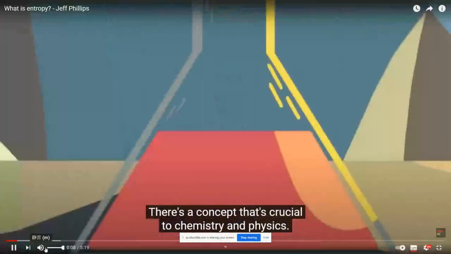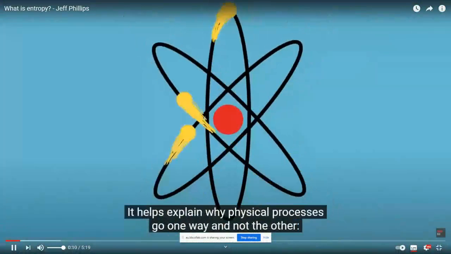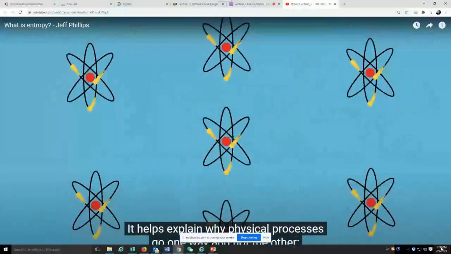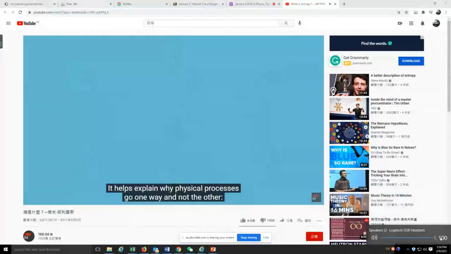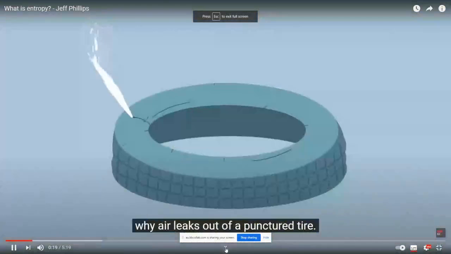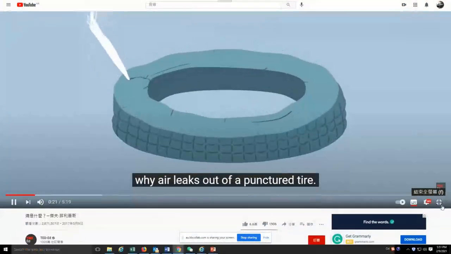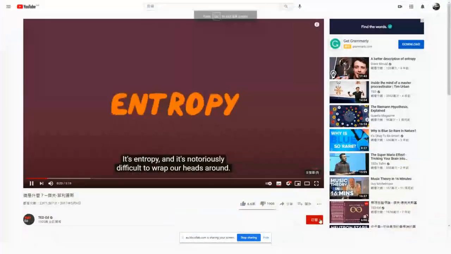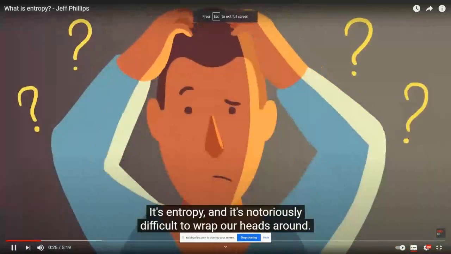There's a concept that's crucial to chemistry and physics. It helps explain why physical processes go one way and not the other. Why ice melts, why cream spreads in coffee, why air leaks out of a punctured tire. It's entropy, and it's notoriously difficult to wrap our heads around.